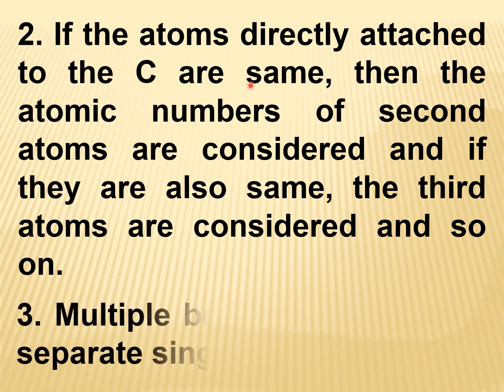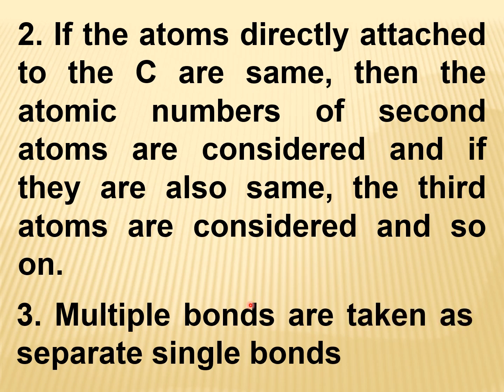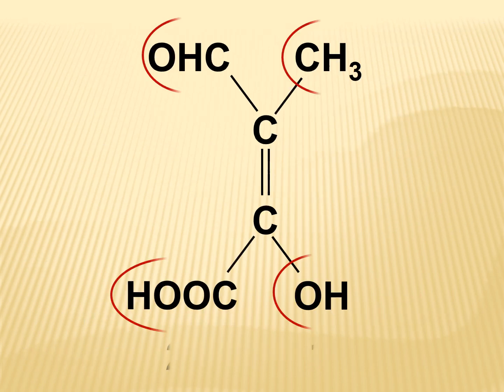And the third rule is that multiple bonds are taken as separate single bonds. If you have multiple bonds like C double bond O, that is considered as two separate single bonds. Okay, now let us apply these rules.